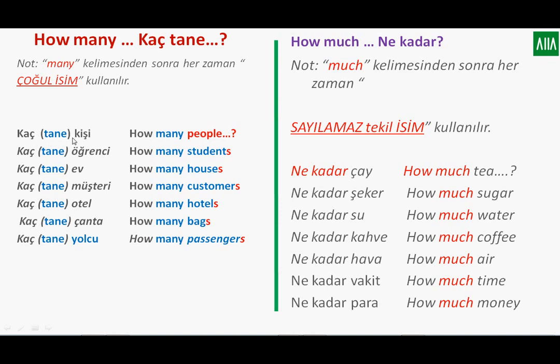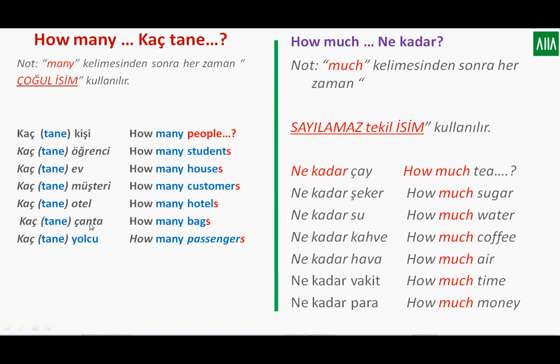But we don't say kaç tane kişi. We just say kaç kişi. Kaç kişi, how many people? Kaç öğrenci, kaç ev. Kaç ev means how many houses. Kaç müşteri, kaç otel, kaç çanta.